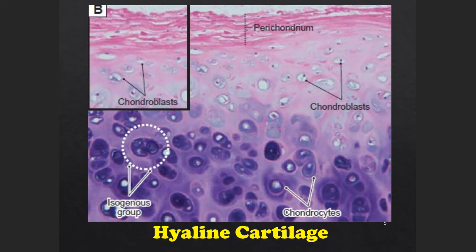Whereas in fibrocartilage, the chondrocytes are not arranged in groups, they are scattered and sparsely arranged around the areas, and they have both type 2 as well as, the important thing, type 1 collagen fibers. So that would be there. So this is your cartilage. Then second comes your bone.